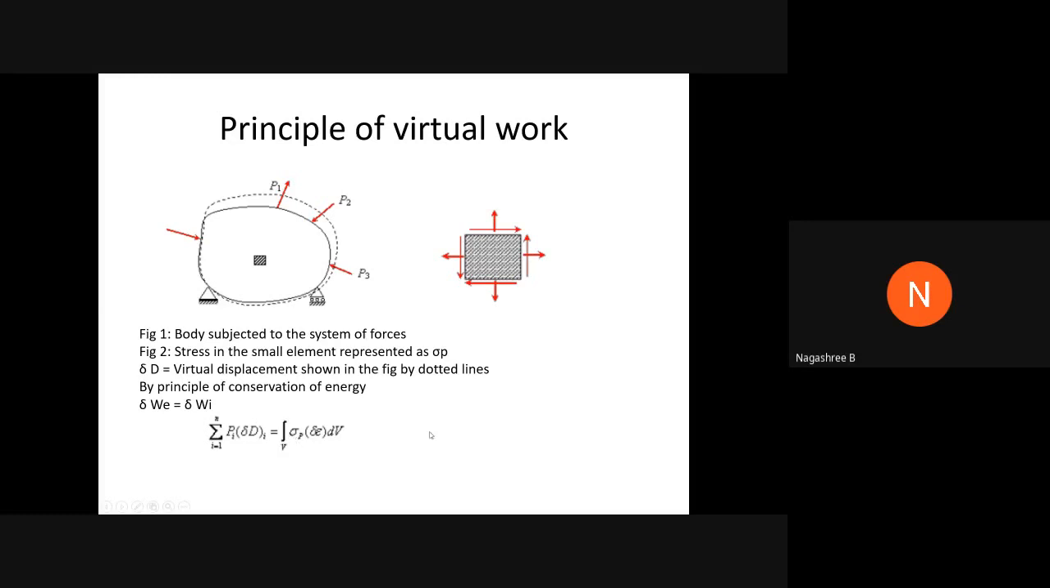the integration of sigma p into delta epsilon, which is the internal work done, projected for the elementary section. Delta epsilon represents the strain. So delta epsilon into dv, where dv represents the individual amount of force, that is, the internal force on the elementary system. So this is the principle of virtual work.